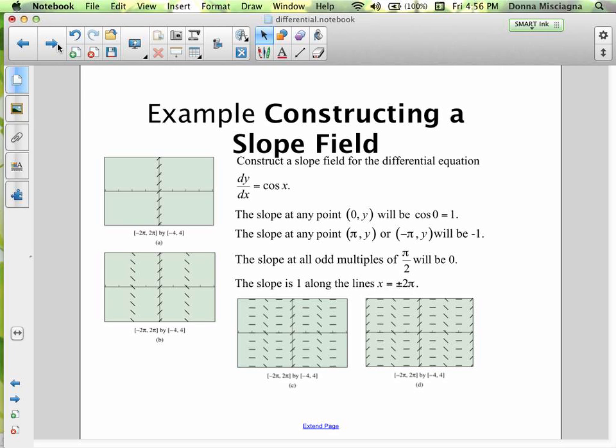All right, so we're going to construct a slope field for the differential equation dy/dx equals cosine x. The slope at any point (0, y) will be cosine 0 equals 1. The slope at any point (pi, y) or (negative pi, y) is going to be negative 1. The slopes at all the odd multiples of pi halves will be 0. And the slope is 1 along positive and negative 2 pi. So notice this has to do with the values for cosine at different x values, and you notice the wave pattern here.